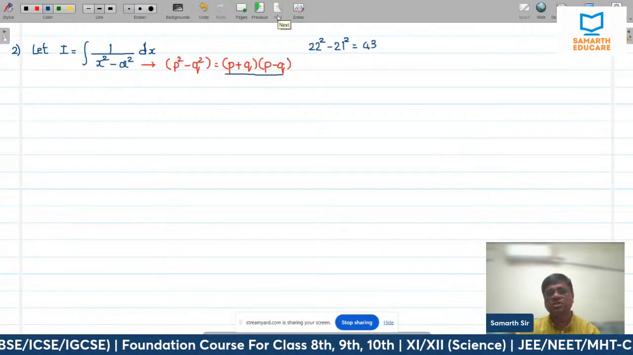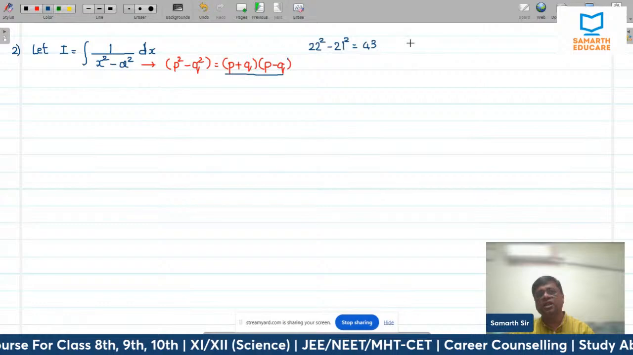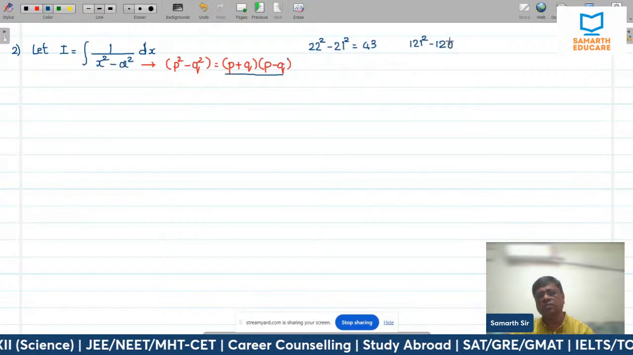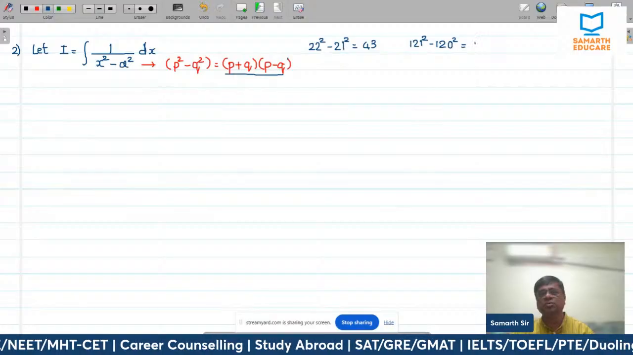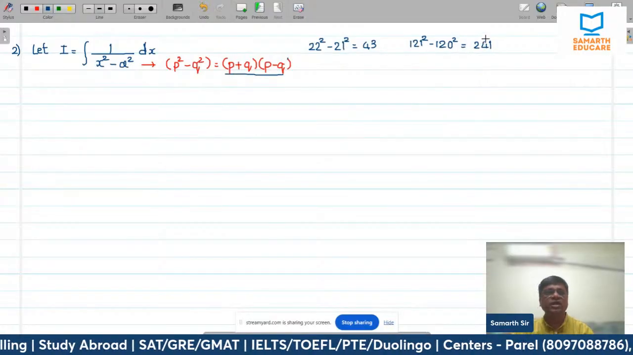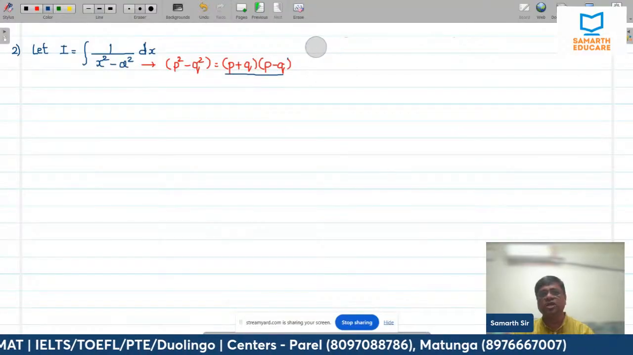तो इसका मतलब सर, if I am taking 121 square minus 120 square, I'm just again giving you a random example, so the answer is 241. You just have to add them, right? So try this, use this in your regular life. This will be helpful for you.